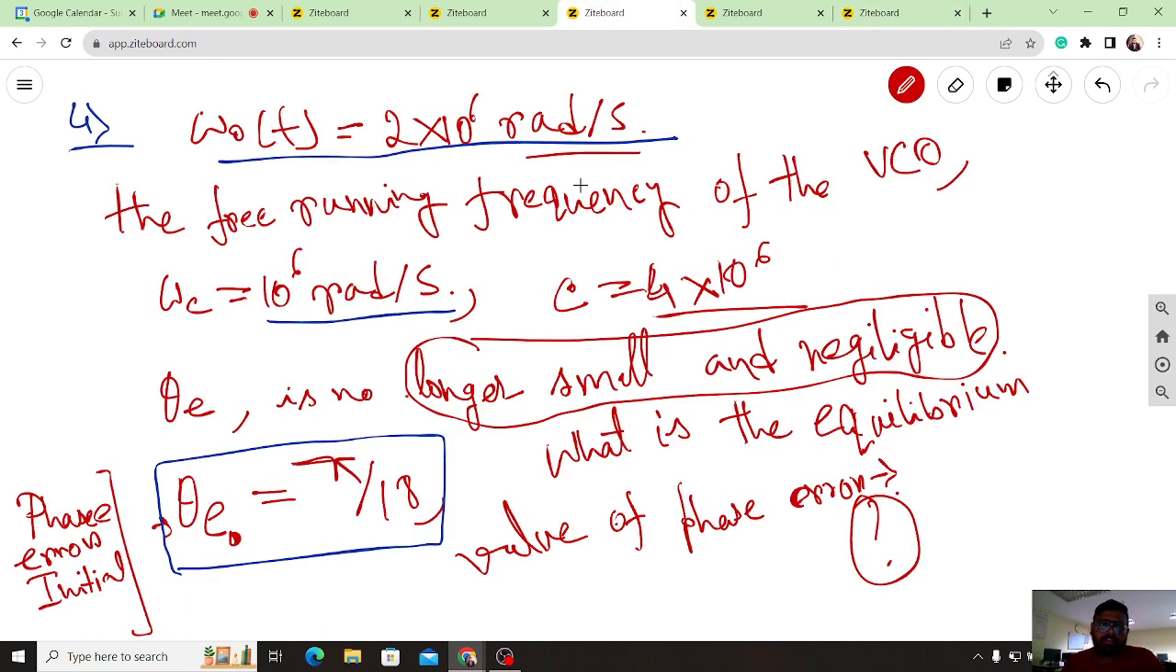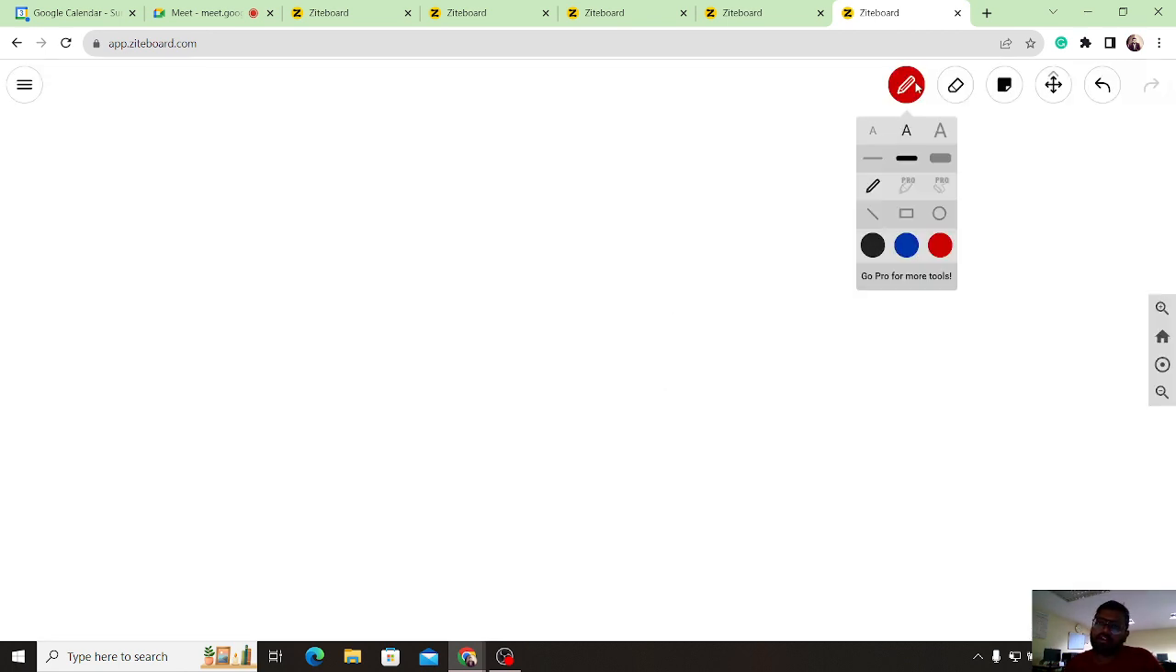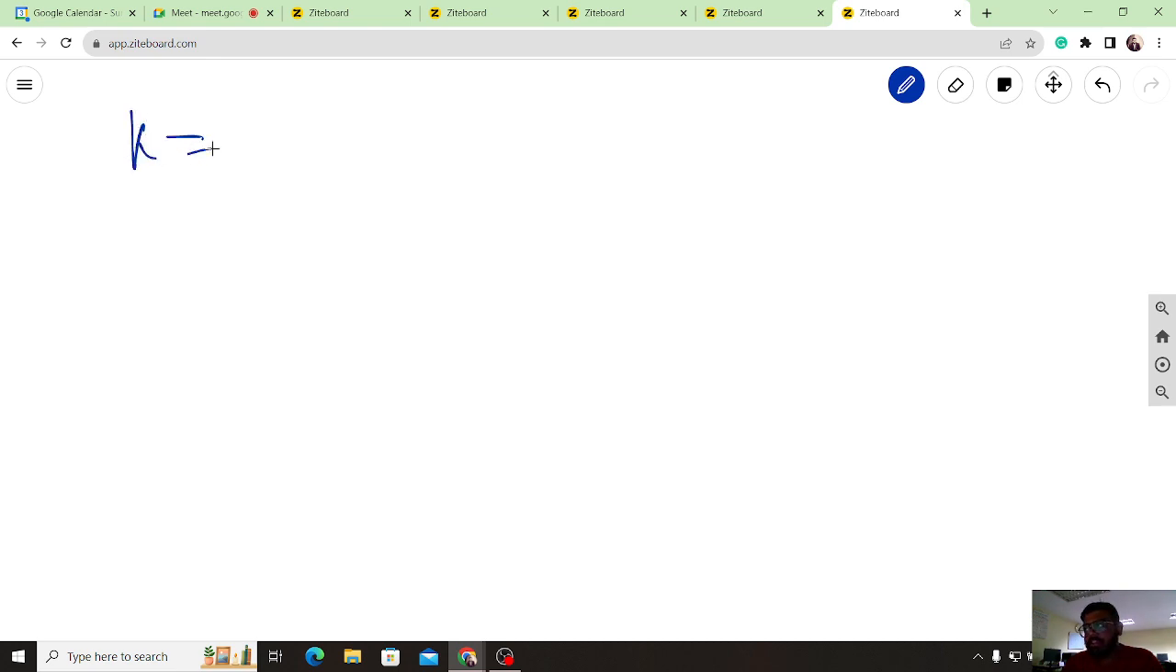Now let us move to the next question. The next question says that everything is the same as question number 4, except that the value of C is here 10 to the power 6. Then the question is the same: what is the equilibrium value of the phase error? The same equation will be followed here also, and this time only the K value changes. It is half of CB, that is 0.5 into 10 to the power 6.